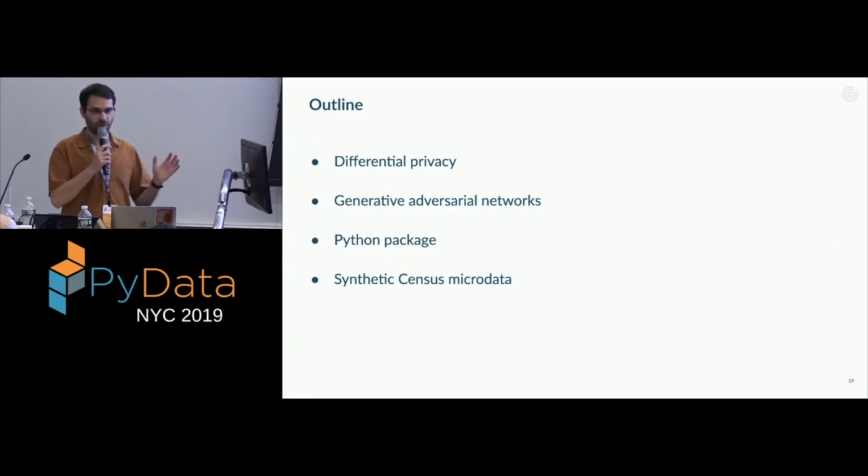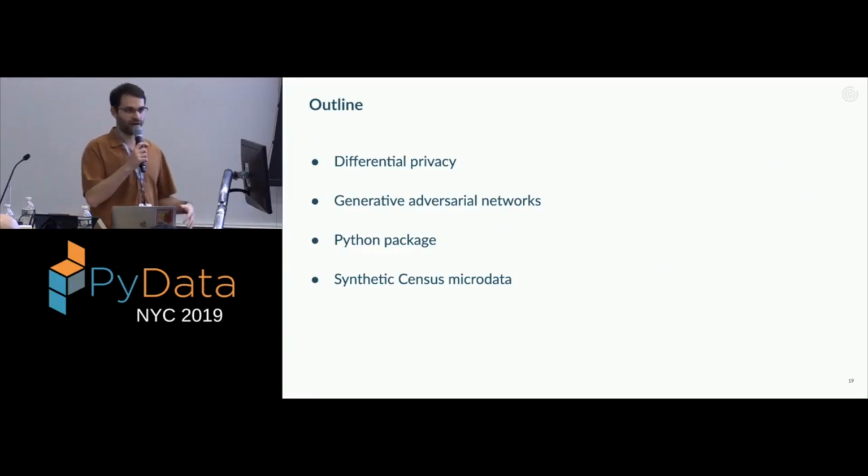So with that sort of problem motivation, I want to give you an outline of what the talk is going to look like. So in the first part, I'm going to introduce differential privacy, and that's going to be the framework that I'll use to analyze the privacy guarantees and make privacy guarantees about the data sets that we generate. Then I'm going to talk about generative adversarial networks, which are a type of neural network, and that's going to be the technique that I use to make the fake data.